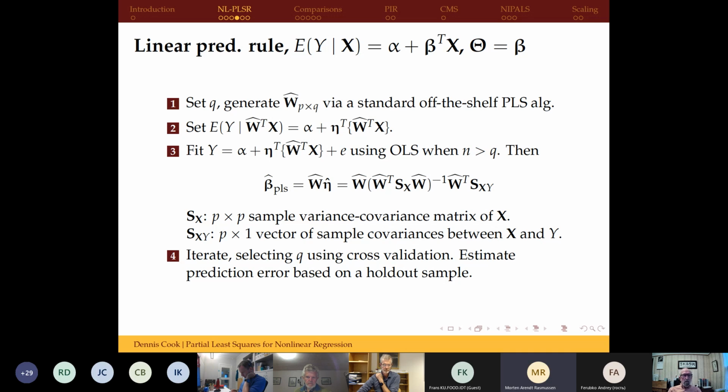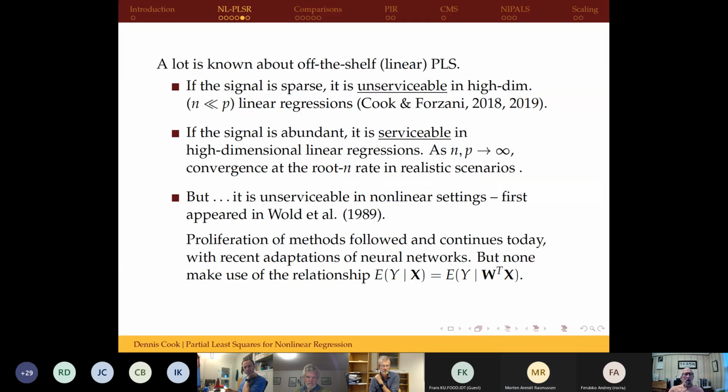We know a lot about the characteristics of these algorithms. So I want to review some of those briefly. So a lot is known about off-the-shelf linear partial least squares. The first 2 points on this slide are really the highlights of what matters. If the signal is sparse, for example, if you're doing a chemometrics problem and only a few wavelengths matter, if you have 300 or 400 wavelengths measured, but only 10-ish matter or in the teens, then it's a sparse problem. Partial least squares, the off-the-shelf algorithms that I'm talking about, are not going to work well in that kind of regression. In effect, partial least squares is unserviceable in high-dimensional regressions that are sparse.